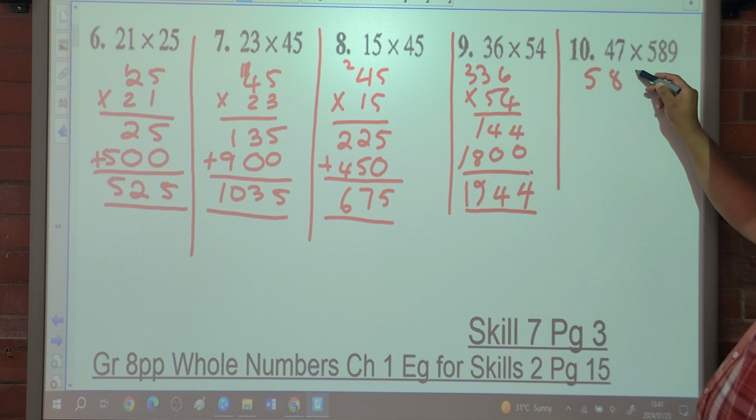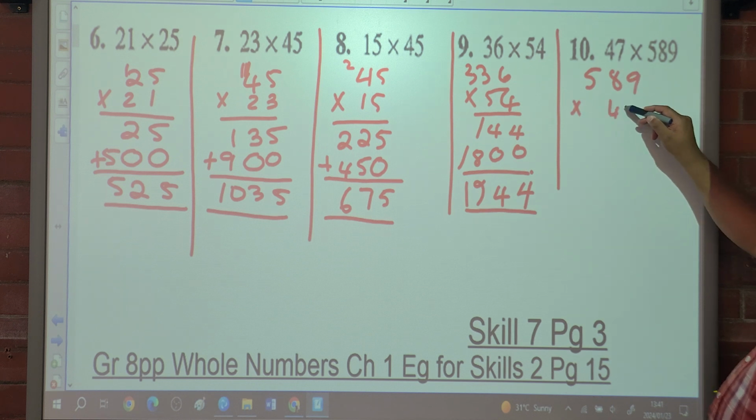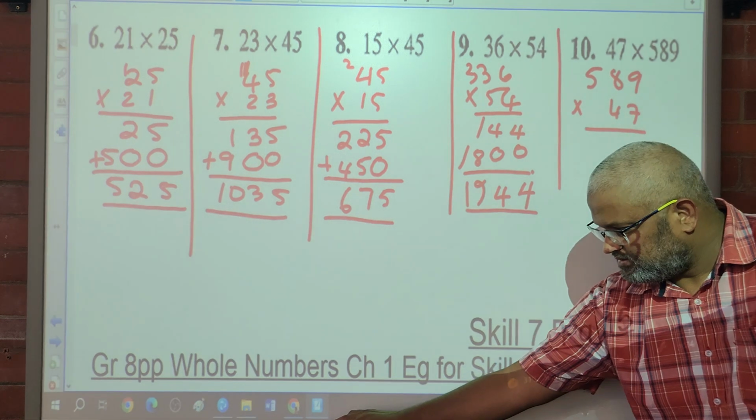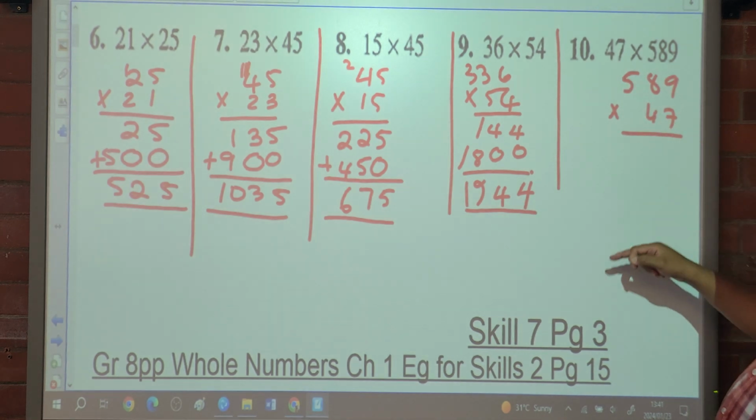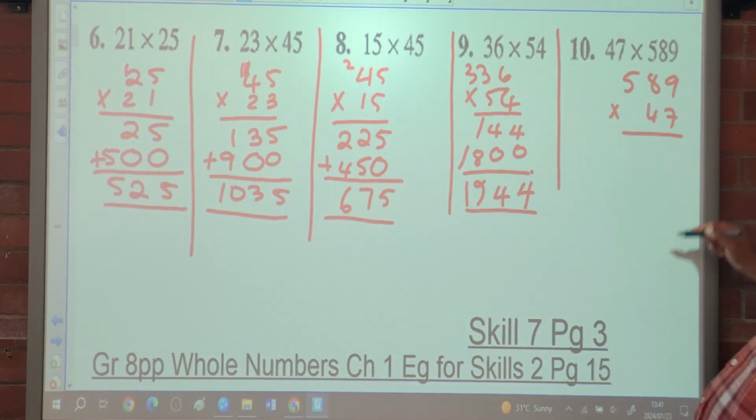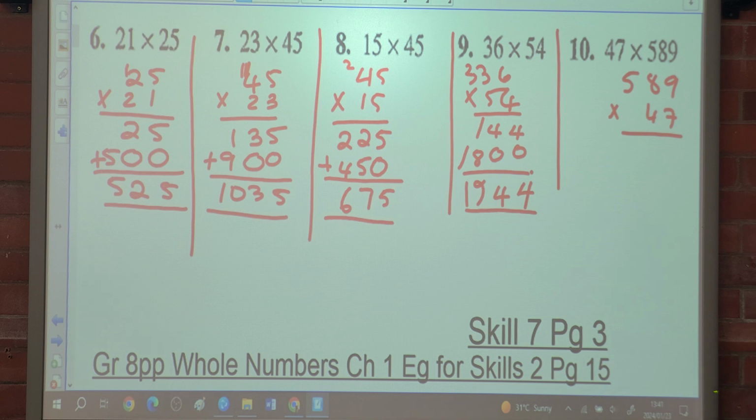Number 10. It's 589 multiplied by 47. This moves over a bit. 7 multiplied by 9? 63. 7 multiplied by 8 is 56. Plus 6 is 62. 7 times 5 is 35 plus 6 is 41.